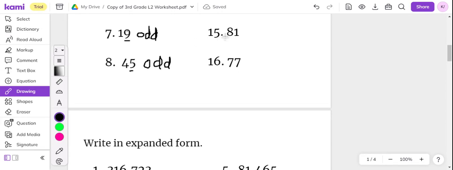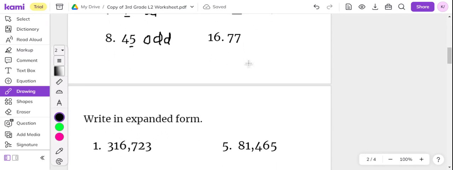Number 15, 81. The 1 in the ones place is odd, so we will write odd. Again for this one, number 16, we have 77, and 7 is not an even number, so we will write odd.